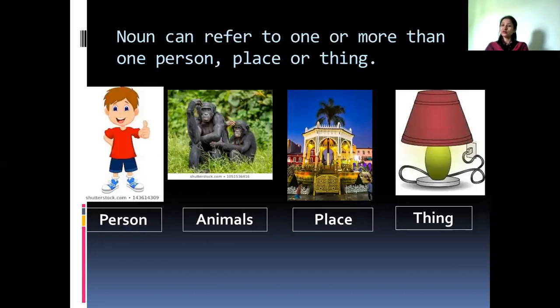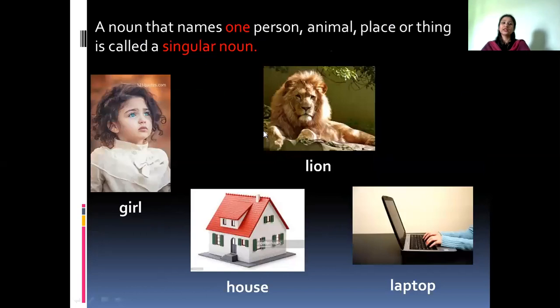A noun can be singular or plural. That means one thing or more than one thing. Noun means what? Noun means the name of a person, animal, place, or thing. It can be singular or it can be plural. A noun that names one person, animal, place, or thing is called a singular noun. If the noun is one girl, one lion, one house, one laptop, these are all one thing. If the noun is one, that time it's called singular.